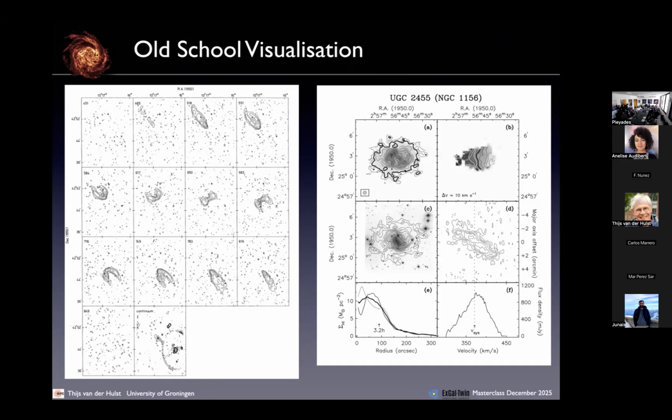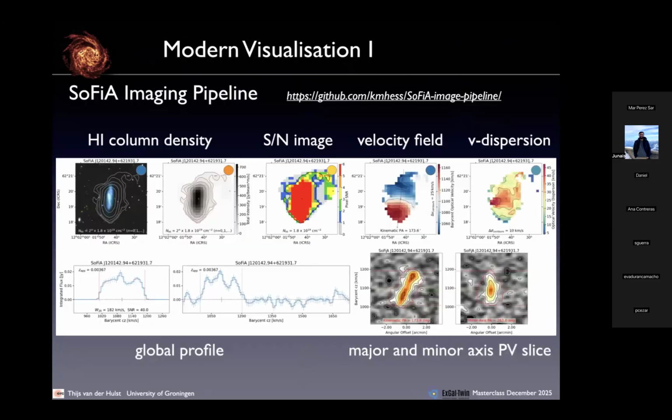A more modern version of that comes out of what is called the SoFiA imaging pipeline. This is a set of Python scripts, and I'll come back to SoFiA. SoFiA is source finding software which we will be talking about later this week, and I'll also try to give you some demonstrations. It finds sources in H1 data cubes.